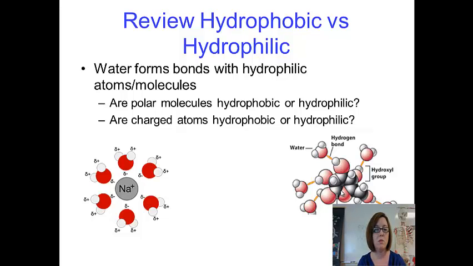So polar molecules. Are polar molecules hydrophobic or hydrophilic? Well, if you said hydrophilic, you're correct. Like glucose is polar, and water definitely likes that. Charged atoms, like sodium, are those hydrophobic or hydrophilic? And water likes things with charge, so that also is hydrophilic.